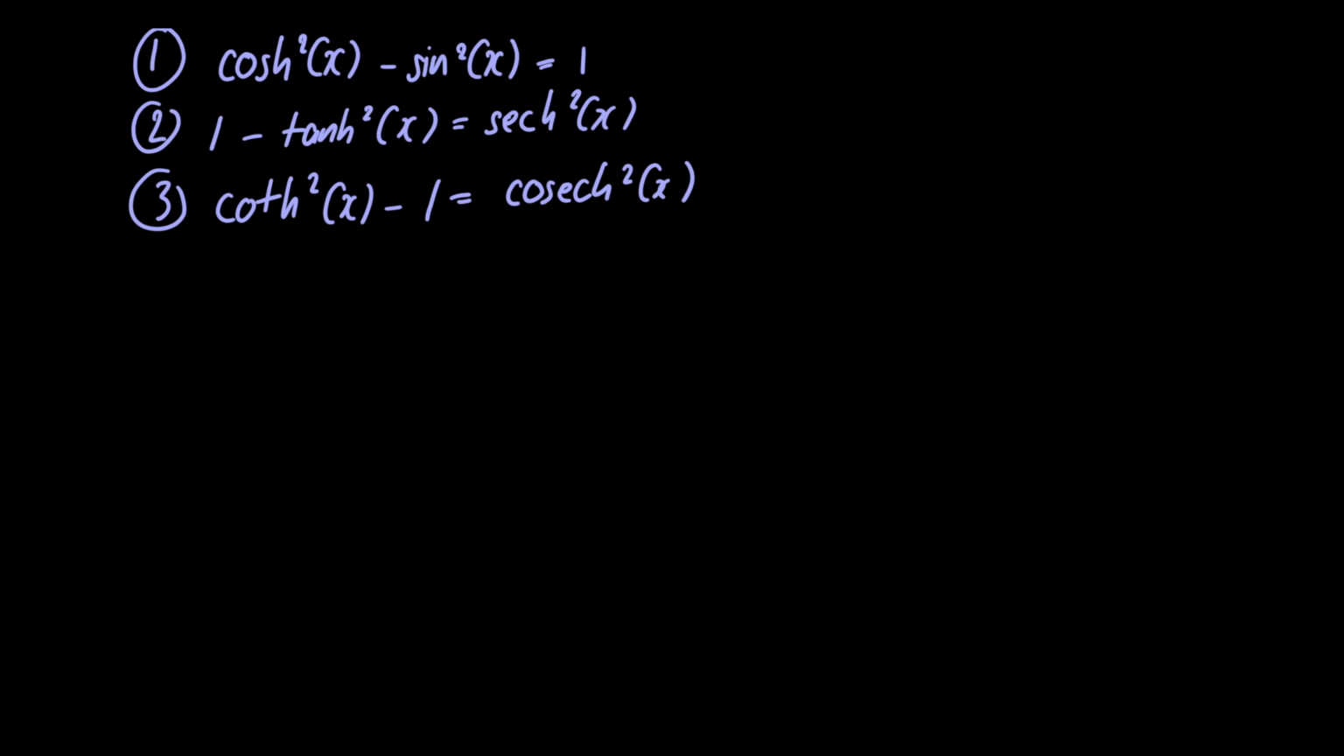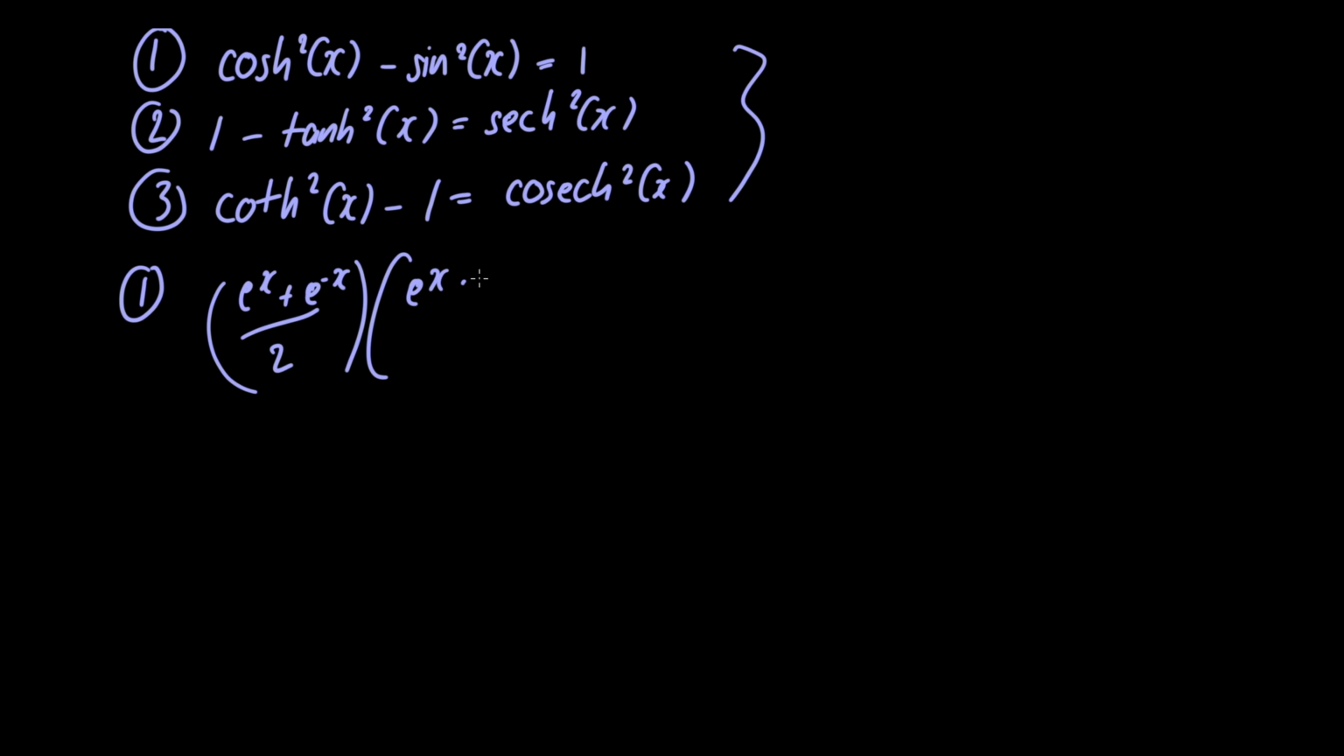Hi, so in this video we're going to verify these three hyperbolic identities. Now we're going to begin with number 1. So we can rewrite hyperbolic cosine of x as e raised to x plus e raised to minus x divided by 2. Now this is squared, so we're just going to multiply it by itself. That's the same as squaring it.